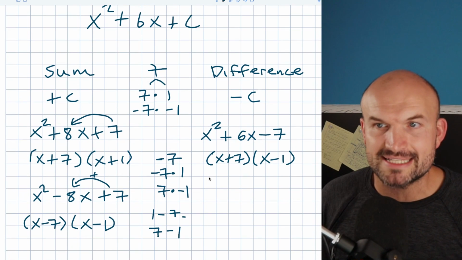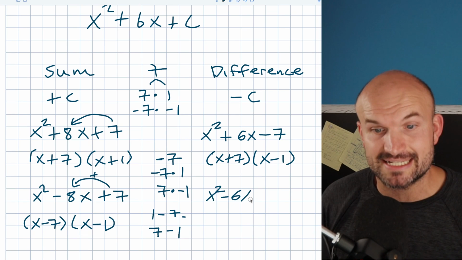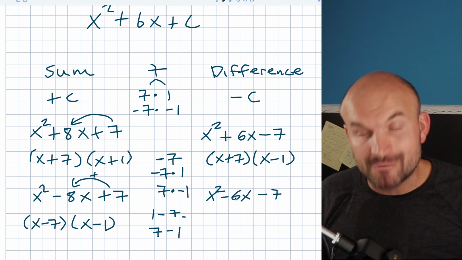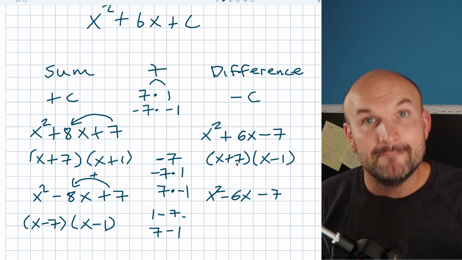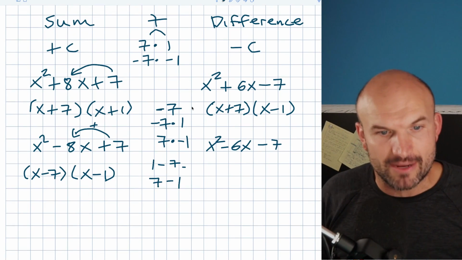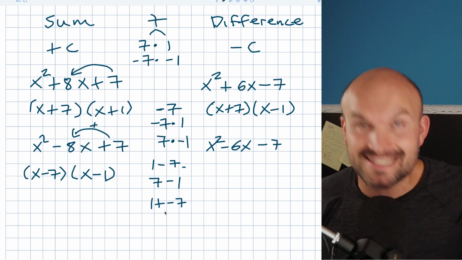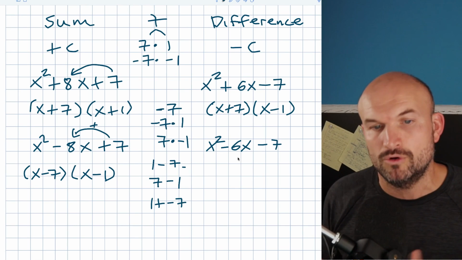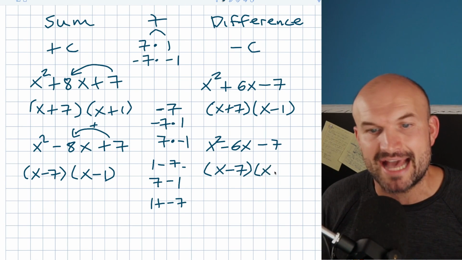So let's take a look at another example. What if I had x squared minus 6x minus 7? Again, the last number is negative, but my middle term is now negative. So 7 minus 1 is not going to work, but 1 minus 7, or 1 plus a negative 7, is going to give me a difference of negative 6. So now I can say that my 1 is positive and my 7 will be negative. Therefore, this factored form would be x minus 7 times x plus 1.